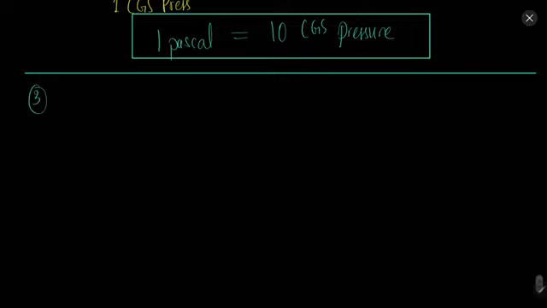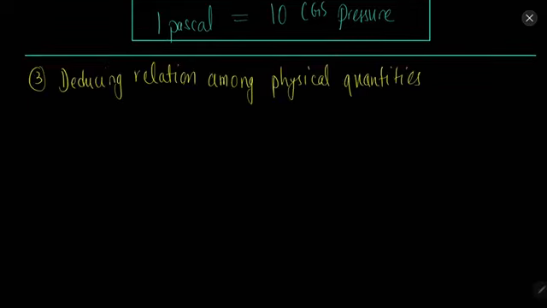Now the third use or third application. It is about deducing relation among physical quantities, or you can say it is about finding the formula of various things. For example, if you want to find the formula for velocity, you can find the rough formula using this dimensional analysis. Let's take one example. So let's say we want to find the formula for the time period of an oscillation of a pendulum under gravity. Now we find that the time period of oscillation depends on three things.